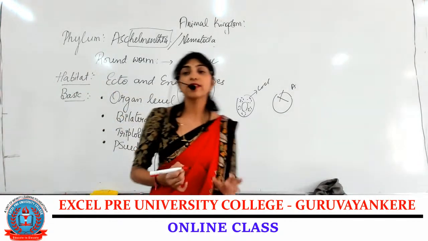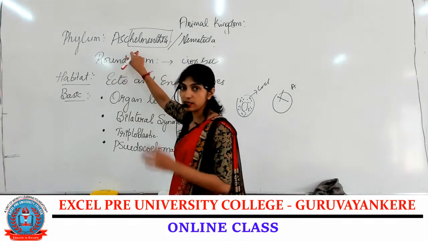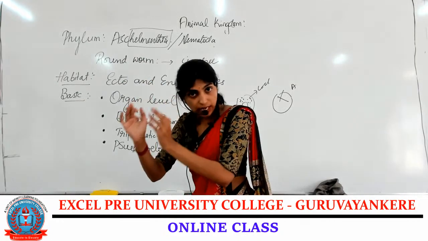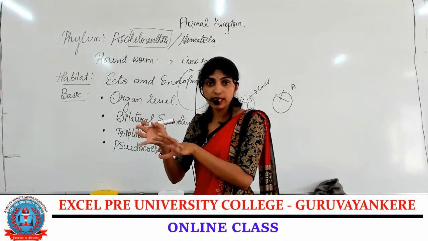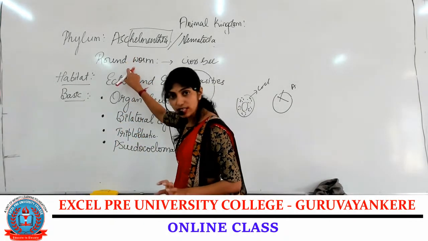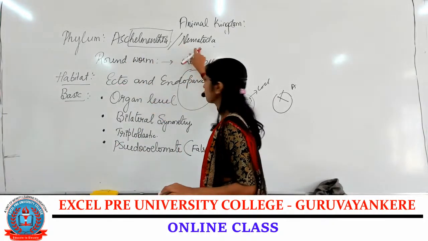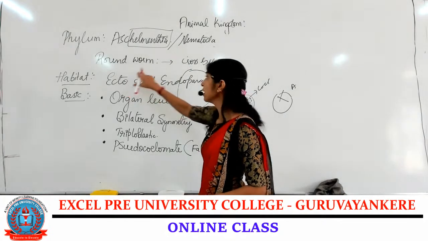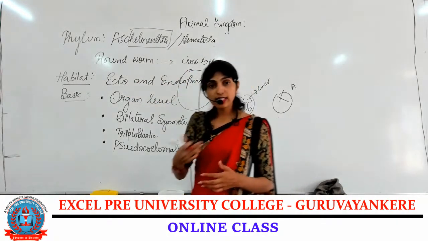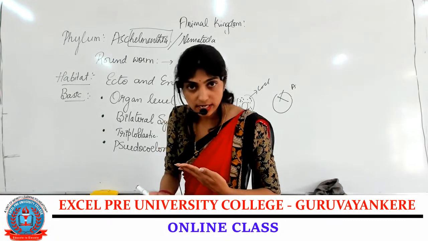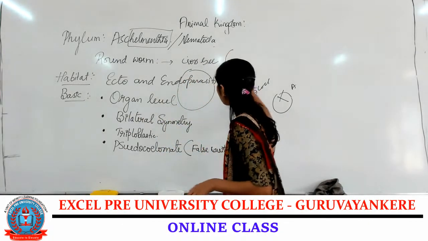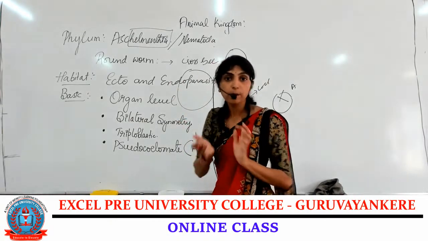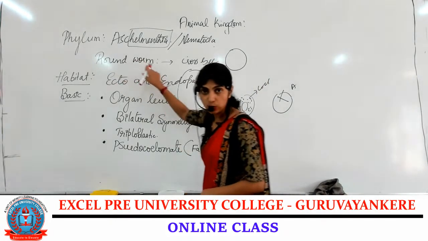I repeat, phylum Aschelminthes, that means the organisms belonging to the worm category. Here, what are they generally called? They are called nematodes, Nematoda, or roundworms. Why is it called a roundworm? When we take a cross section, the organism's body appears round. The organization is circular. That is why it is called a roundworm.